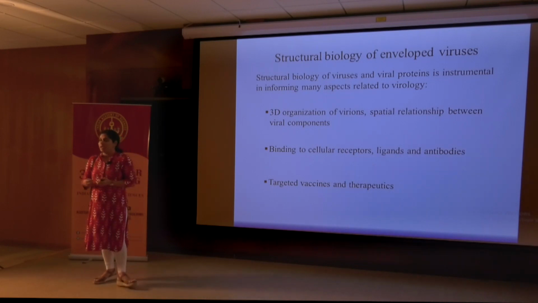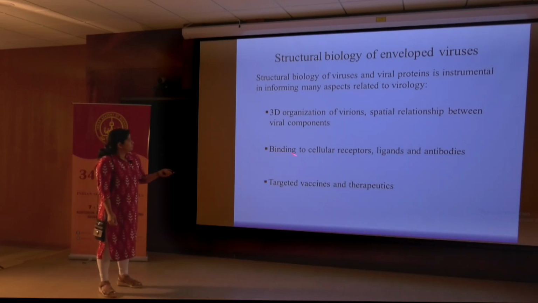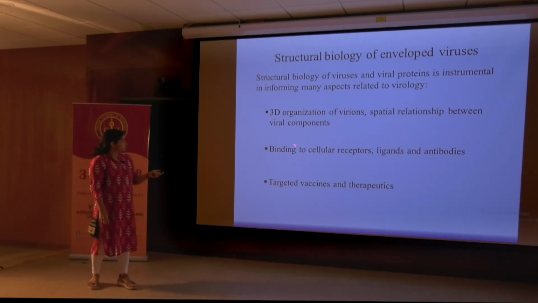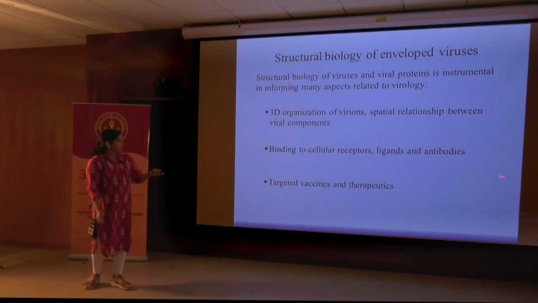How many proteins do they have? How do they look in a spatial, three-dimensional orientation? And apart from just the organization of how the different proteins are arranged in a virus, it's also to understand how they interact with the external environment. How do they bind to their receptors? How do they bind to ligands? How do they interact with the immune system, as in antibodies?